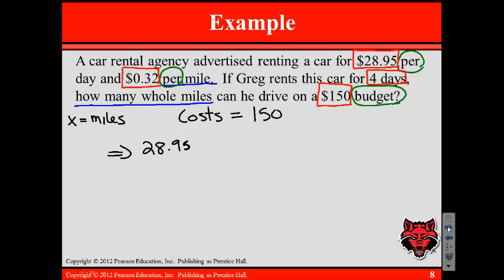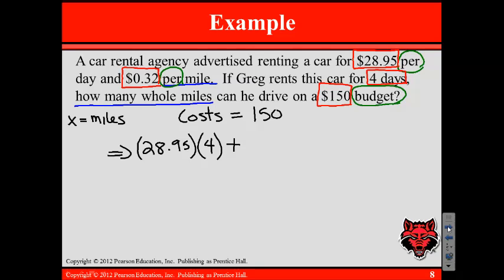$28.95 per day. Now remember I said per is going to represent multiplication in this particular problem. So $28.95 times the number of days. As we continue to read through the problem, we see that Greg rents the car for 4 days. So we start with $28.95 times 4. Now, if there are any other additional costs, we will add those to the daily car rental cost. So we put a plus sign.